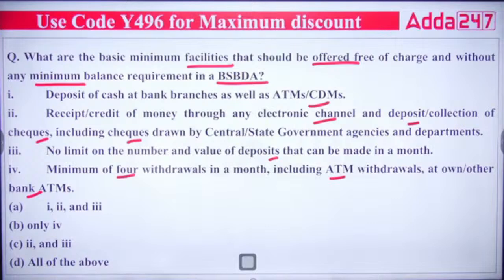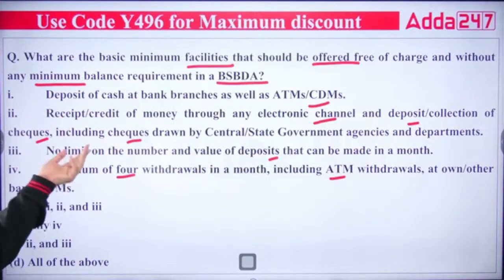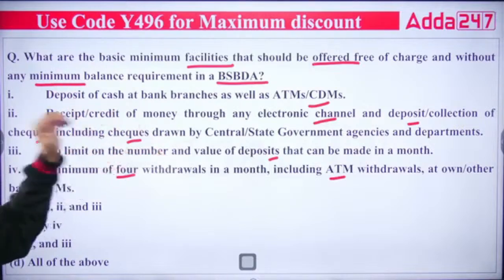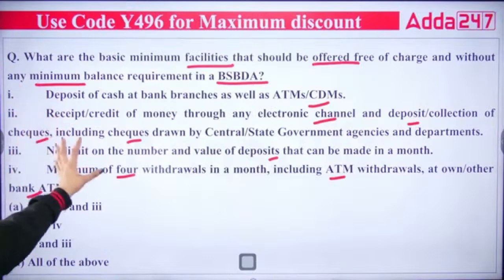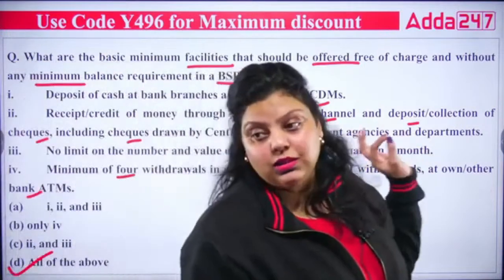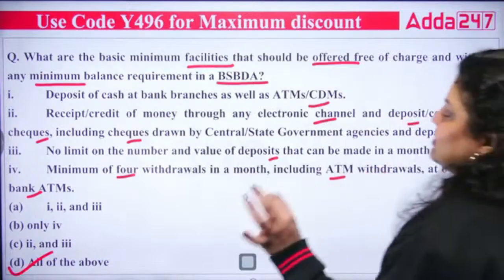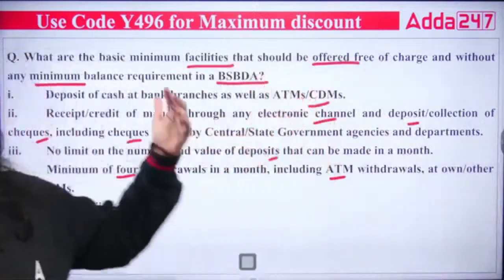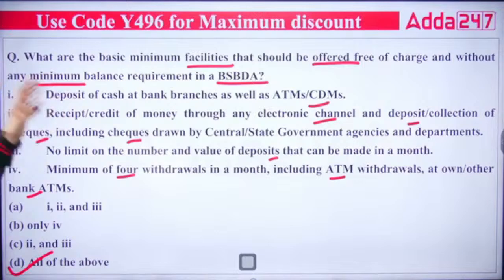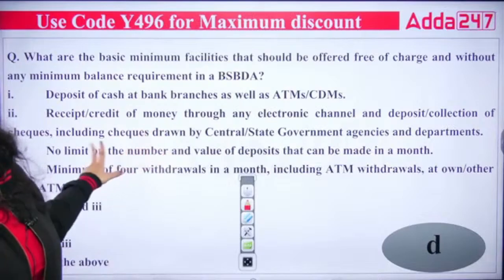So what are the basic minimum facility that should be offered free of charge without any minimum balance? BSBD account is there, it means a zero balance account. It used to be known as earlier no frills account. The no frills account introduced by RBI with a zero balance account criteria was changed in 2012 to the BSBD account. And what are the services which will be available free of cost? All of these services are available free of cost in the BSBD account, and BSBD account will always be your zero balance account. So right answer will be your all of the above.